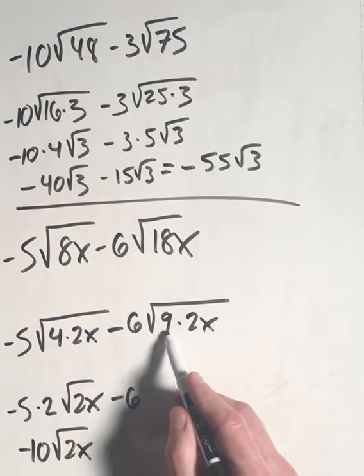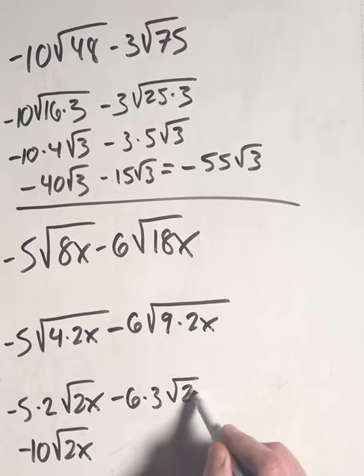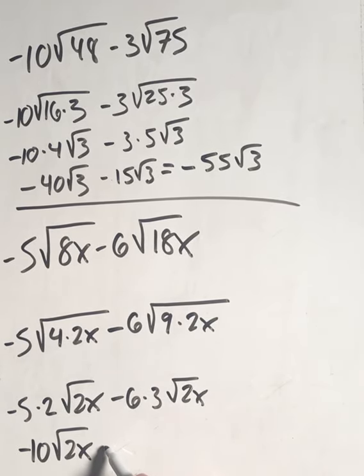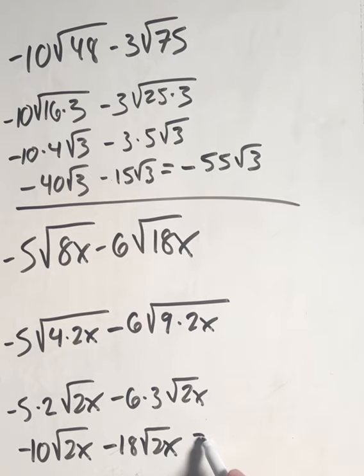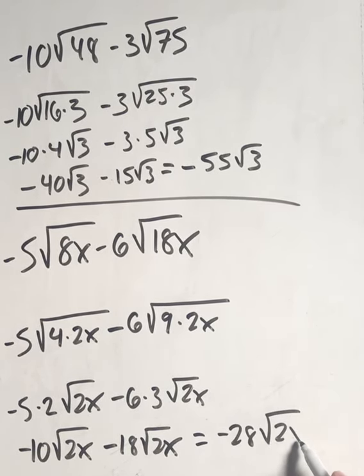Minus 6 comes down, the square root of 9 is really 3. The square root of 2x is the square root of 2x, so negative 6 times 3 would be negative 18 times the square root of 2x. And now I have negative 10 times the square root of 2x minus 18 times the square root of 2x would be negative 28 times the square root of 2x.